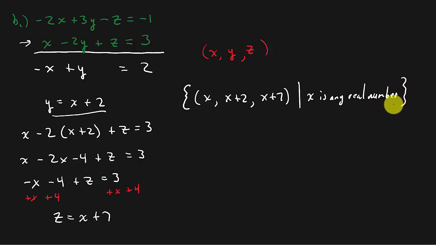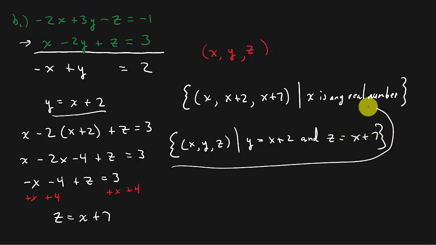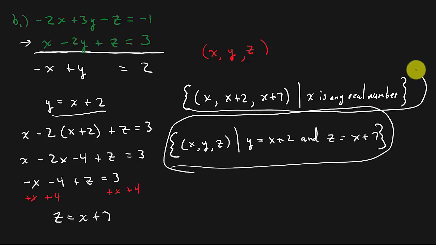All right. And that's your answer. Now, another way that you could write this is you could write it like this. Okay, so it's the set of all x, y, z, such that y equals x plus 2 and z equals x plus 7. Okay, either way is correct.